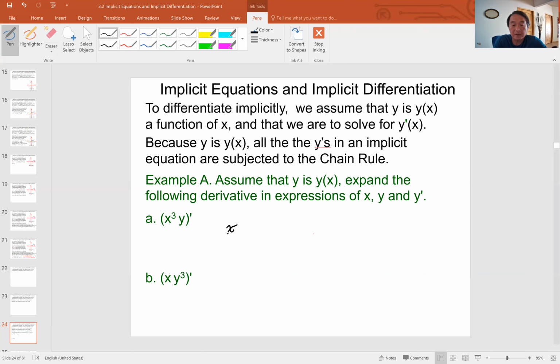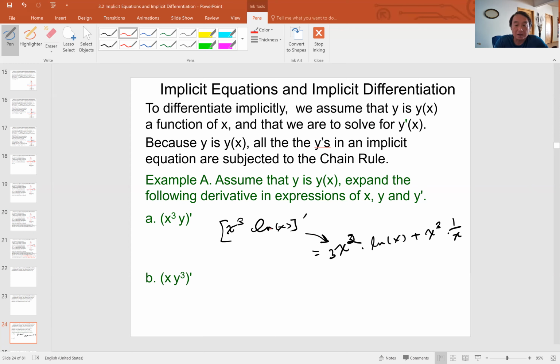For example, if I'm talking about the derivative of x cubed log of x, this is the product rule. We all know how to do this. This will be 3x squared times log x plus x cubed times the derivative of log of x, which is 1 over x.